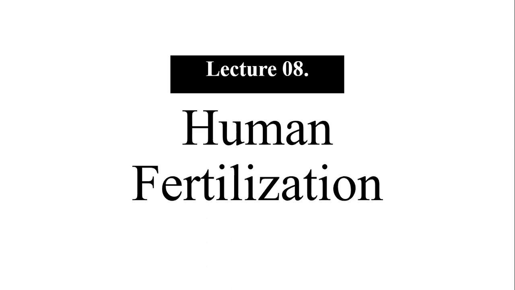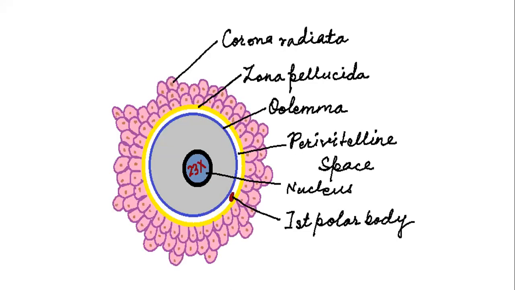In this lecture, we are going to talk about human fertilization. Fertilization is the process of fusion of male and female gamete, that is sperm and ova. Fertilization starts with the collision of the sperm and ova and ends with the formation of zygote. So first we'll see the structure.